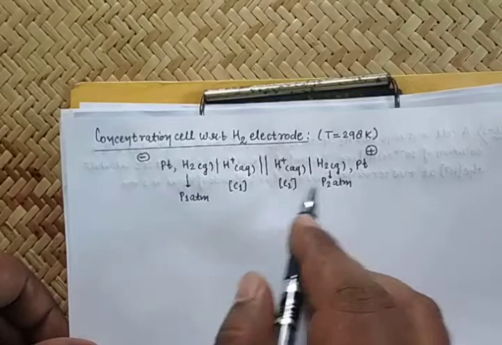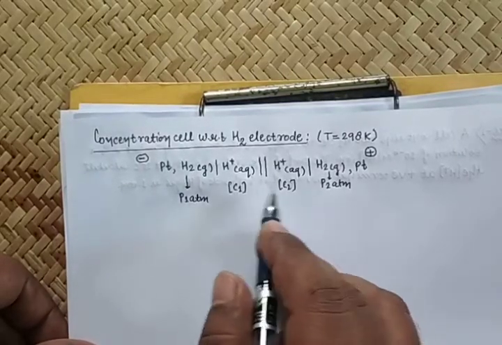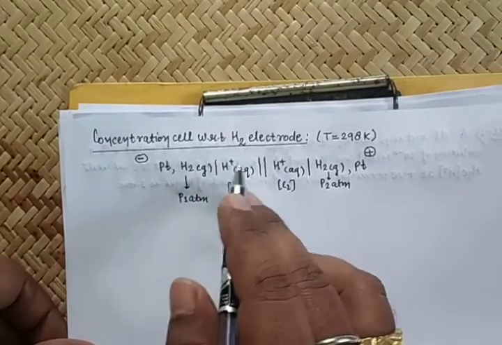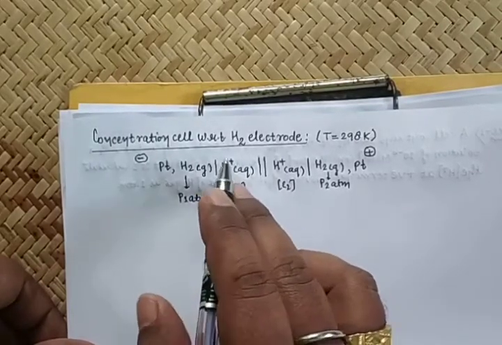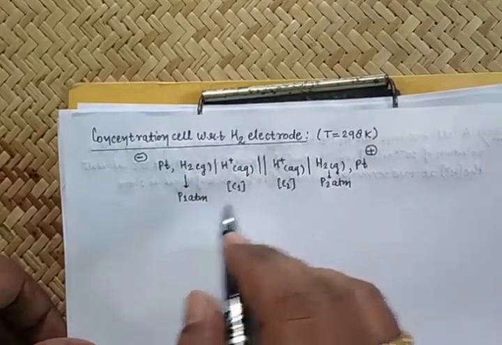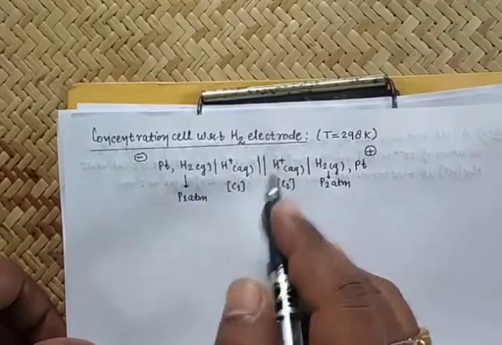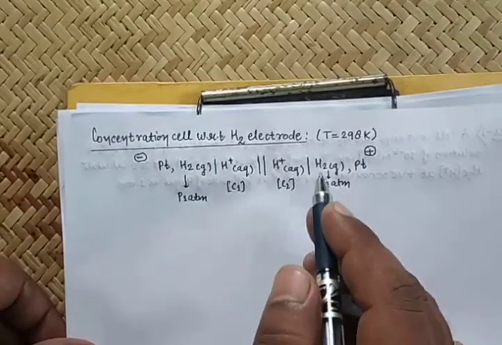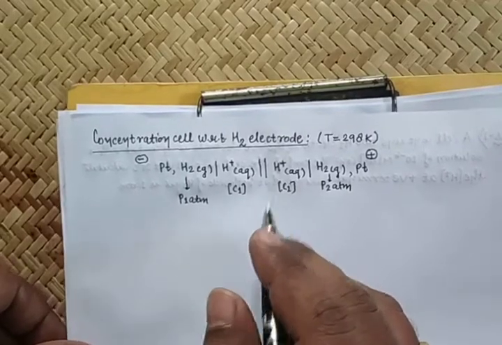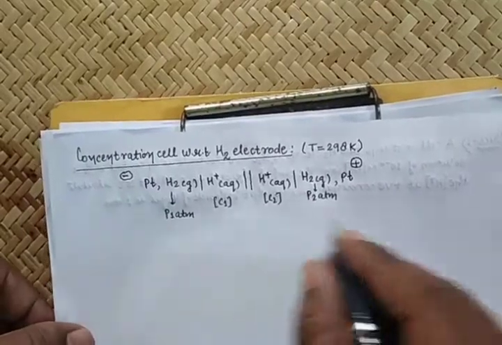In this case the concentrations are different, C1 and C2, and the pressure may be the same or different, because this is non-standard. This is based on the Nernst equation, which depends on temperature and pressure. Suppose the temperature is equal at 298 and the pressures P1 and P2 are 1 atm, but the concentration is definitely different.